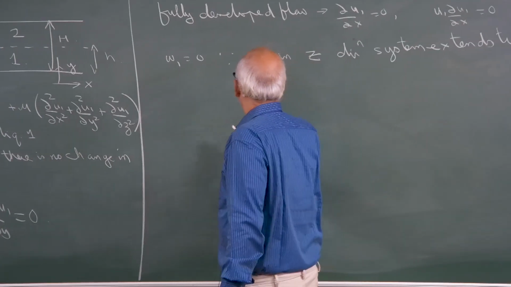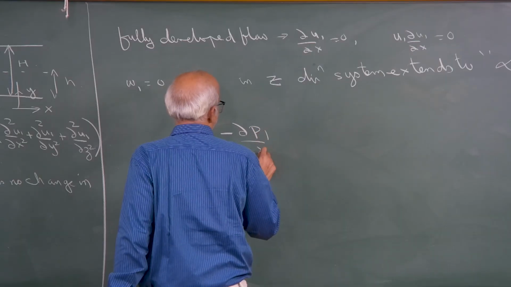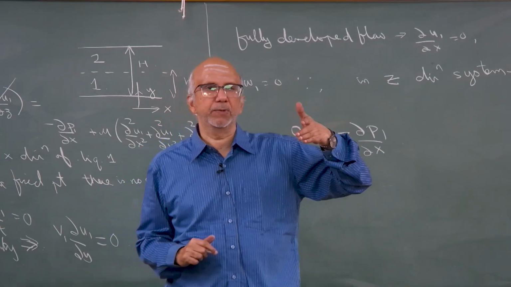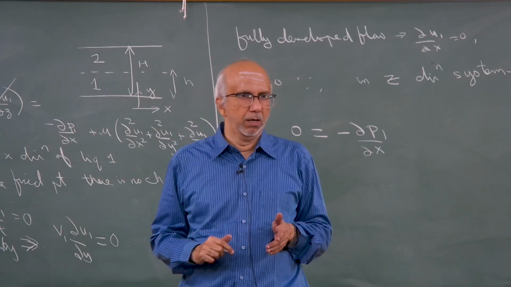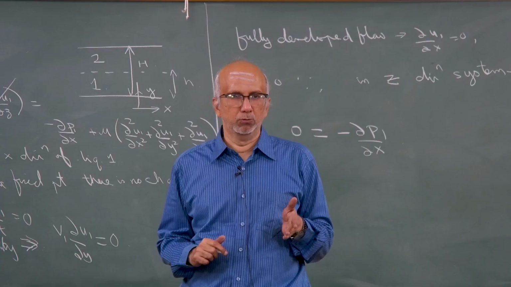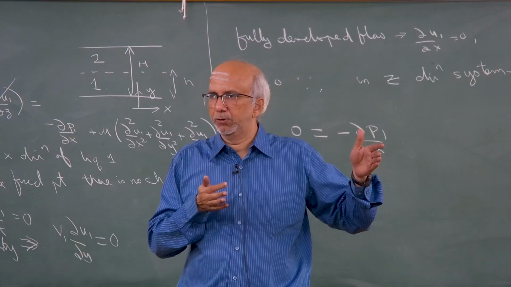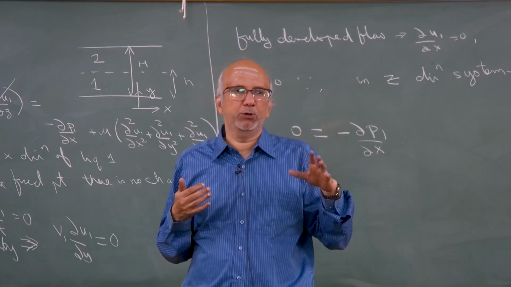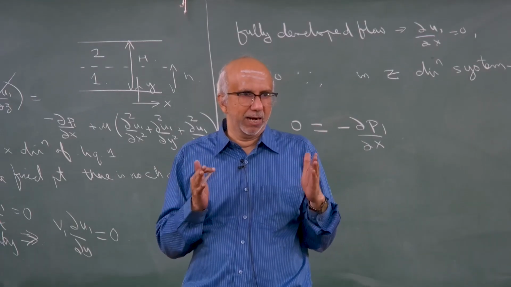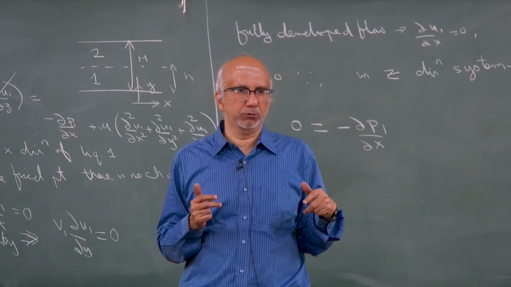So, I have 0 equals minus dp1/dx. Now, I told you that fully developed means there is no change in the x direction. Does that mean d by dx of P1 is 0? No, because the pressure gradient is the one which is driving the flow. So, d by dx is 0 for the velocities, velocities are not changing, but there has to be a pressure gradient. Unless there is a pressure gradient, you cannot have a flow. So, dp1/dx is not 0.